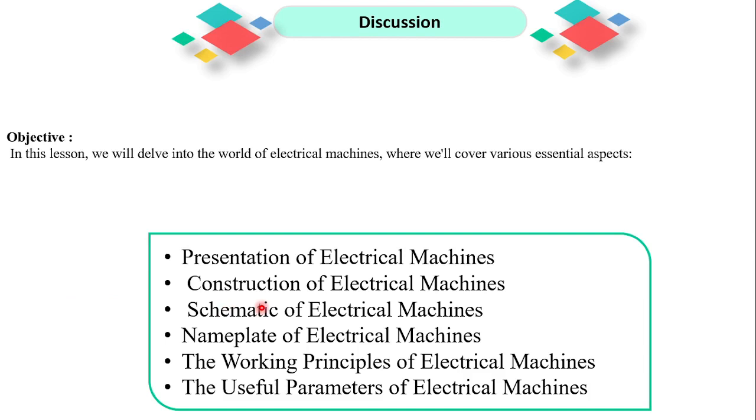The next section is about the nameplate of electrical machines. In this section we will learn how to interpret the information provided on the nameplate, including ratings and specifications. Before the end of this lesson we will give you the working principles of electrical machines. In this section we will discover how these machines convert energy from one form to another. At the end of this lesson, the useful parameters of electrical machines. In this section we will identify key parameters for performance assessment and control. This knowledge will serve as a foundation for understanding the operation and applications of electrical machines in various fields of electrical engineering.